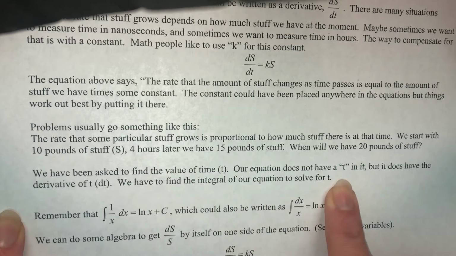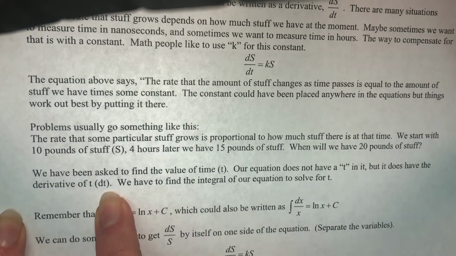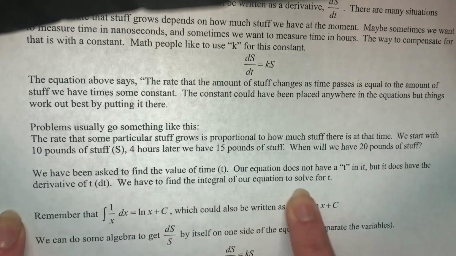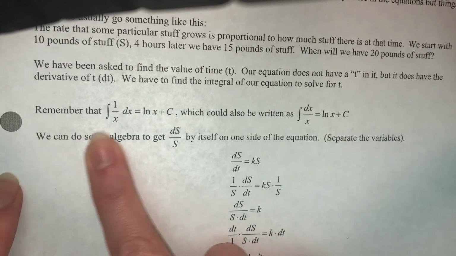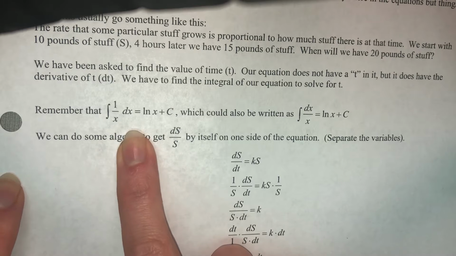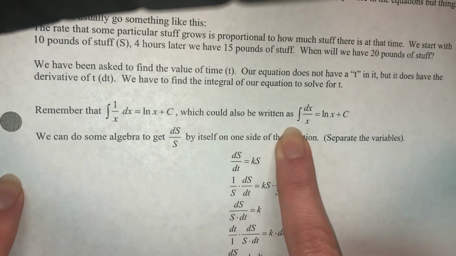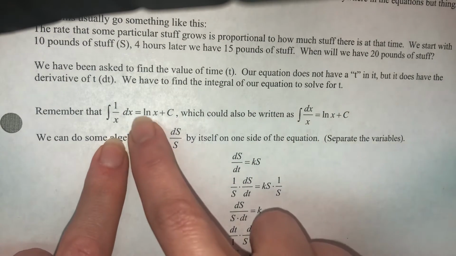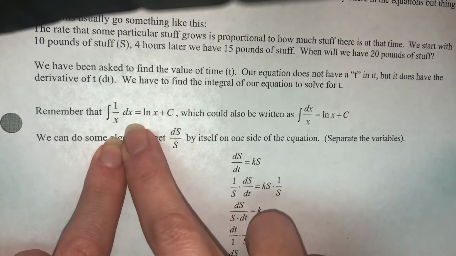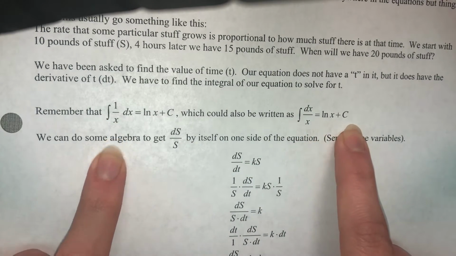Our equation does not have a t in it, but it does have the derivative ds dt. We have to find the integral of our equation to solve for t. Remember that the integral of 1 over x dx is equal to the natural log of x plus c, which could also be written as the integral of dx over x, if we just multiply the dx on the top here, equals the natural log of x plus c.